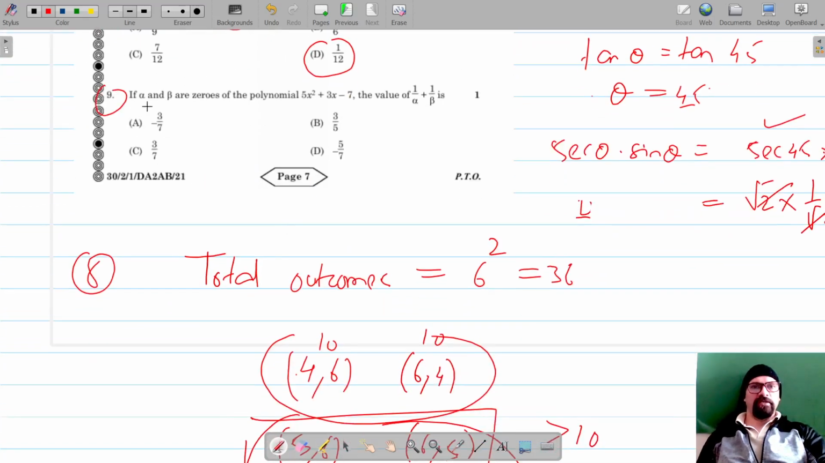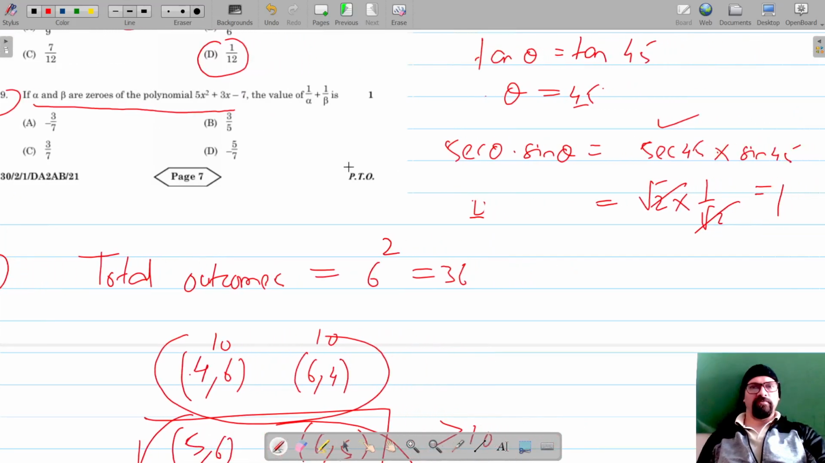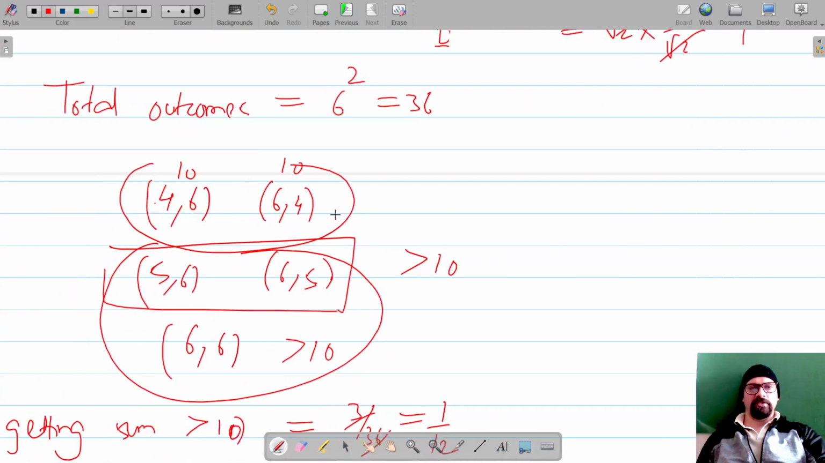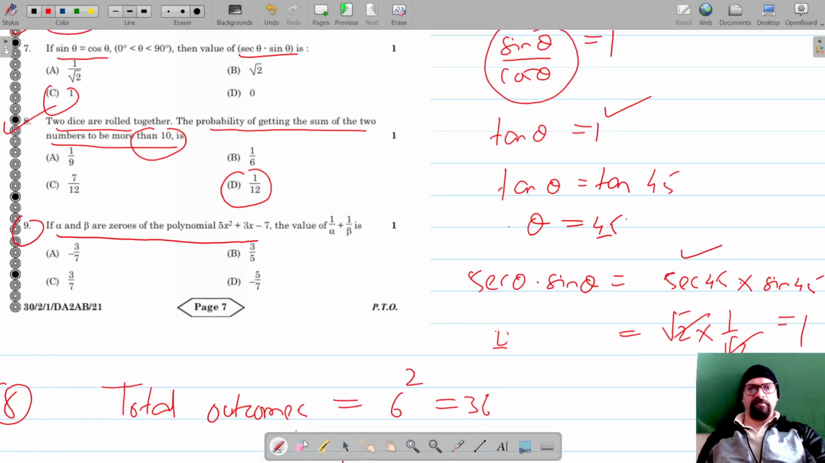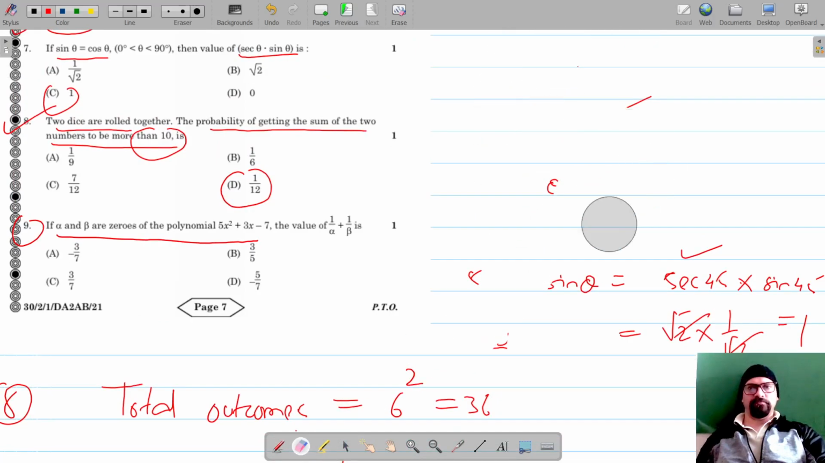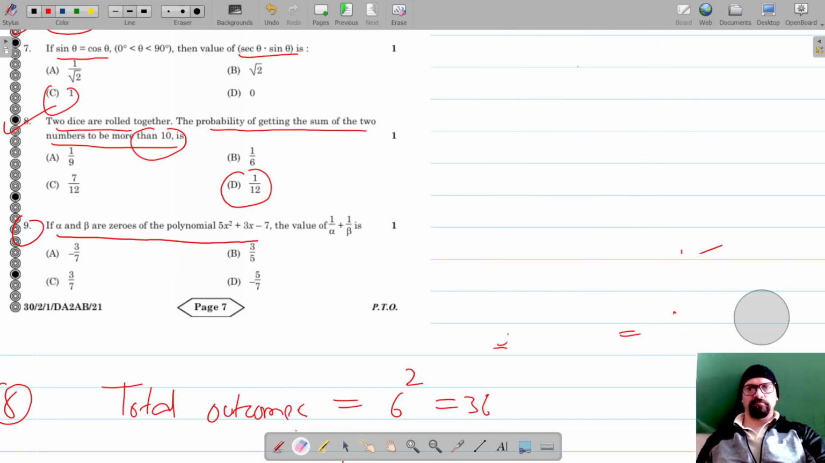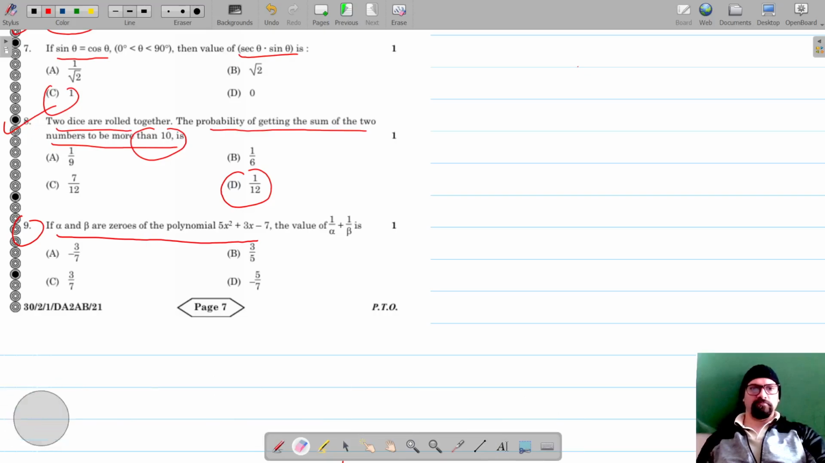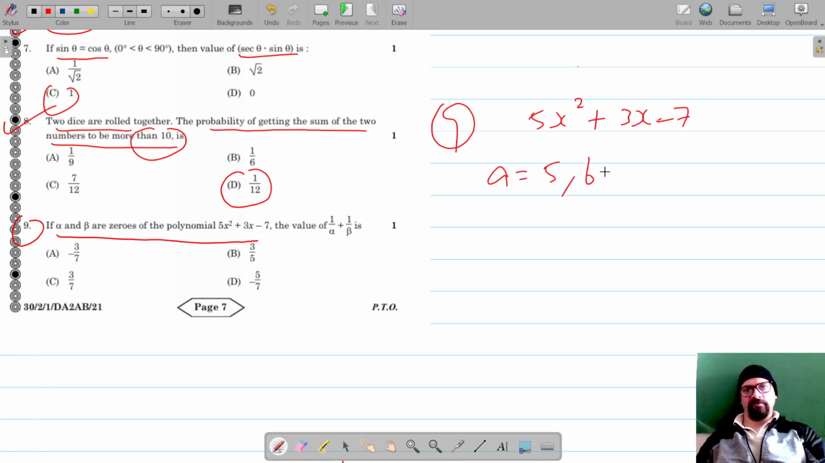Okay, for question number 9, it's given that alpha and beta are the zeros of the polynomial 5x squared plus 3x minus 7, where a is the coefficient of x squared, which is 5, b is the coefficient of x, which is 3, and c is negative 7.